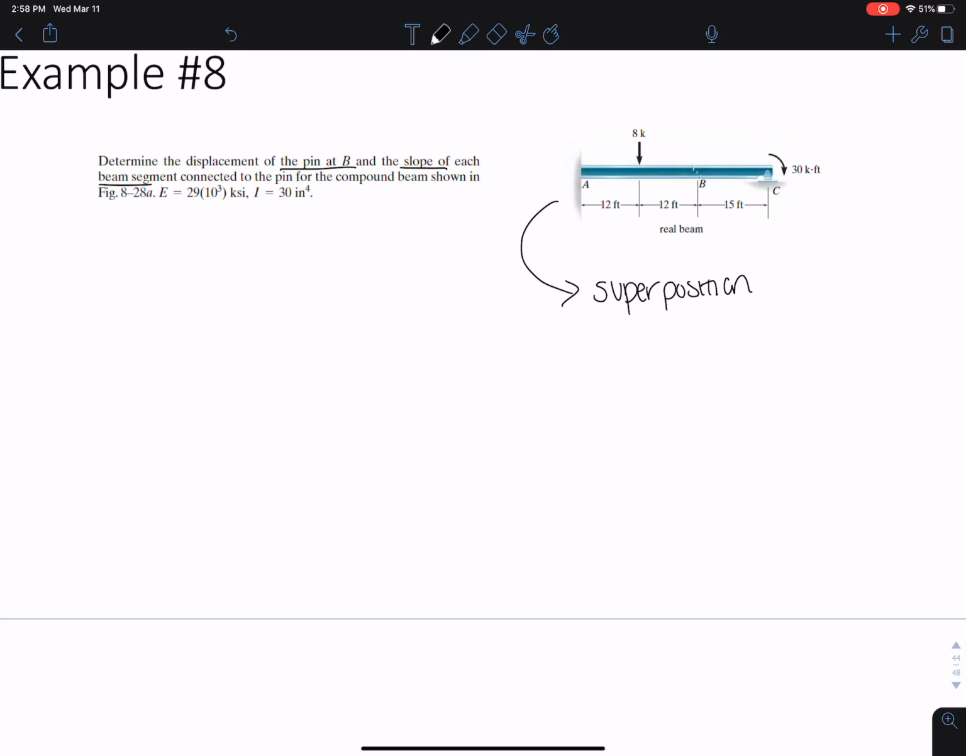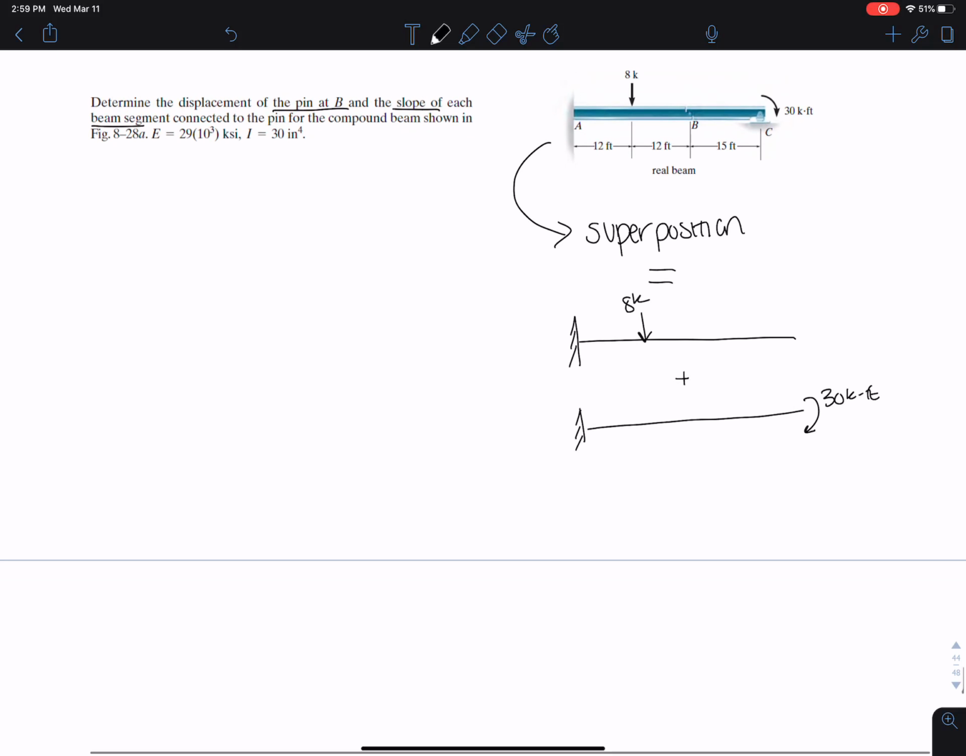Okay, and if you don't remember what superposition is, all it is taking some complicated system and simplifying it by adding less complicated systems together. So for example, I can say that this beam is actually equal to a beam with just the 8 kip load here plus a beam with just the 30 kip foot moment applied at the end, but I need to also add in that reaction from the roller, or else I'd have to take it out every single time and recalculate it.